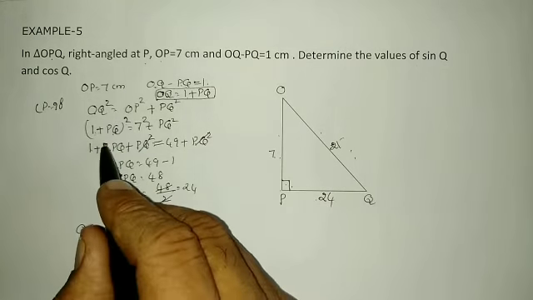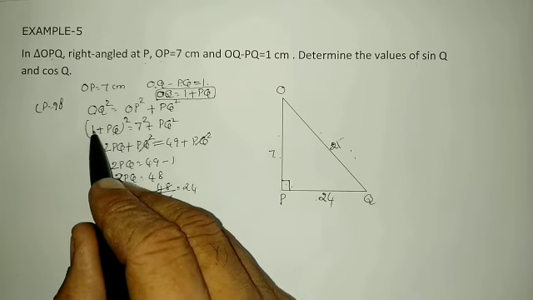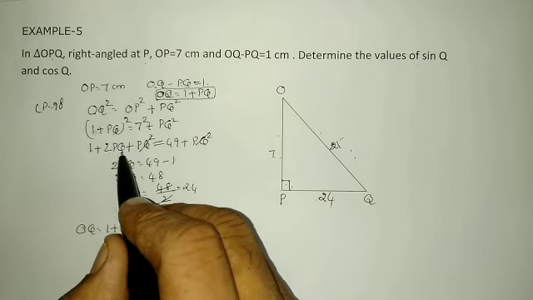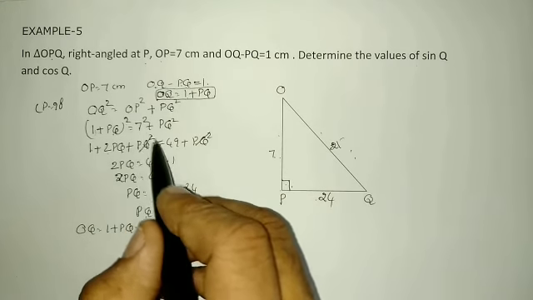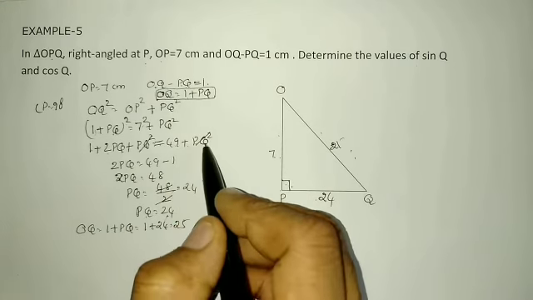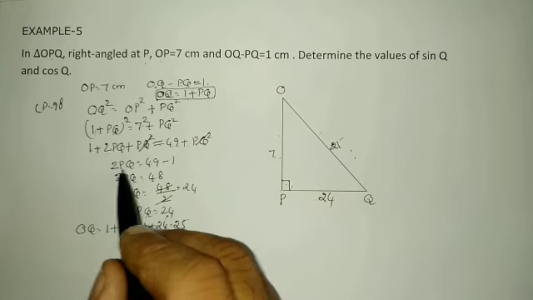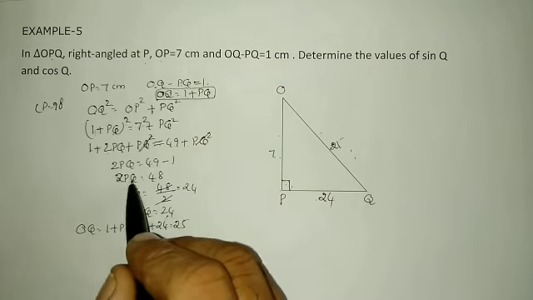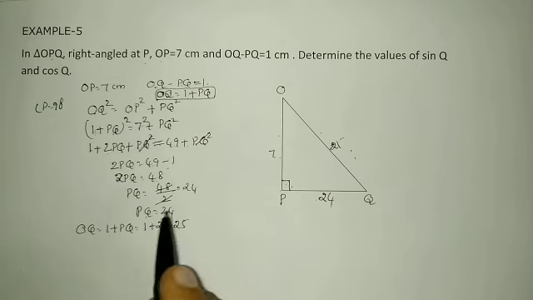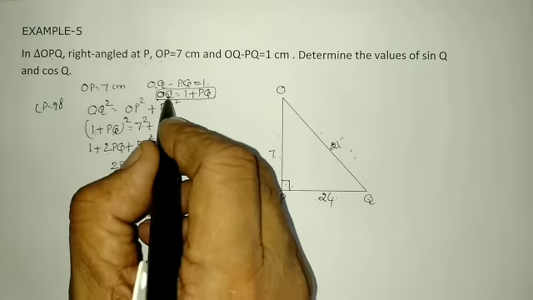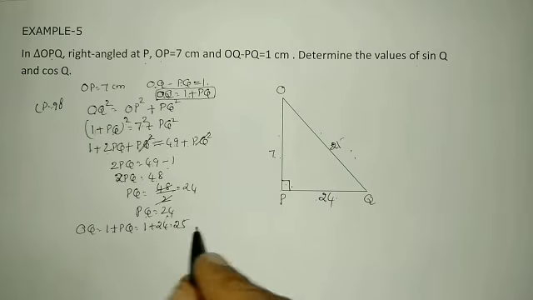1 plus PQ whole square in the form of what? A plus B whole square. A square 1 square 1, 2AB 2 into 1 into PQ 2PQ plus B square PQ square is equal to 7 square 49 plus PQ square. So PQ square gets cancelled. 2PQ equal to 49 minus 1, 2PQ equal to 48, PQ equal to 48 by 2, 24. So after getting PQ, you can find OQ, because OQ equal to what here? 1 plus PQ, 1 plus 24, 25.